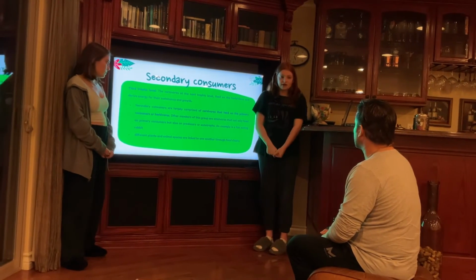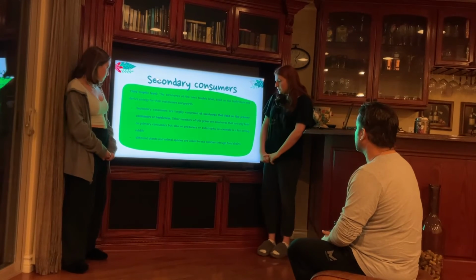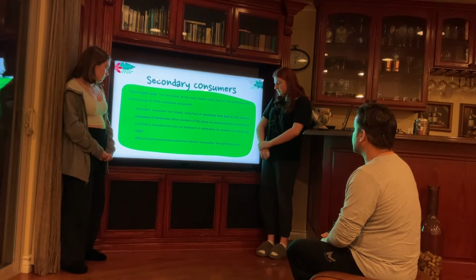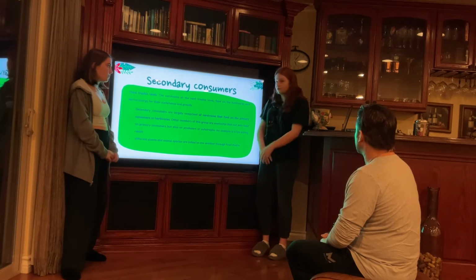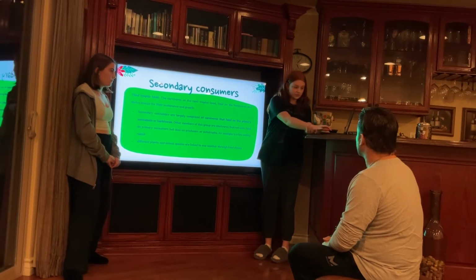An example is like a fox eating a rabbit. And different plant and animal species are linked to one another through the food chains. So that's how they're connected through the food chains.